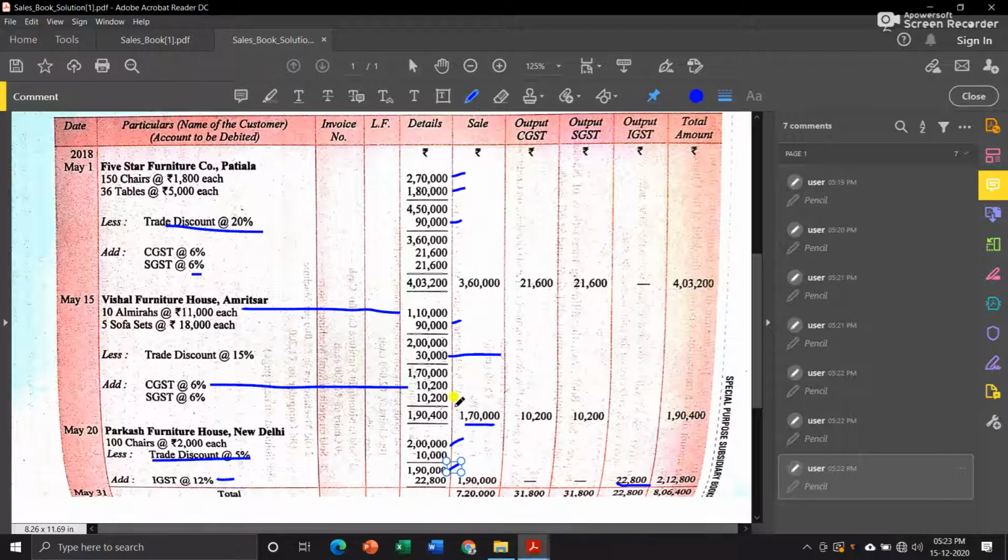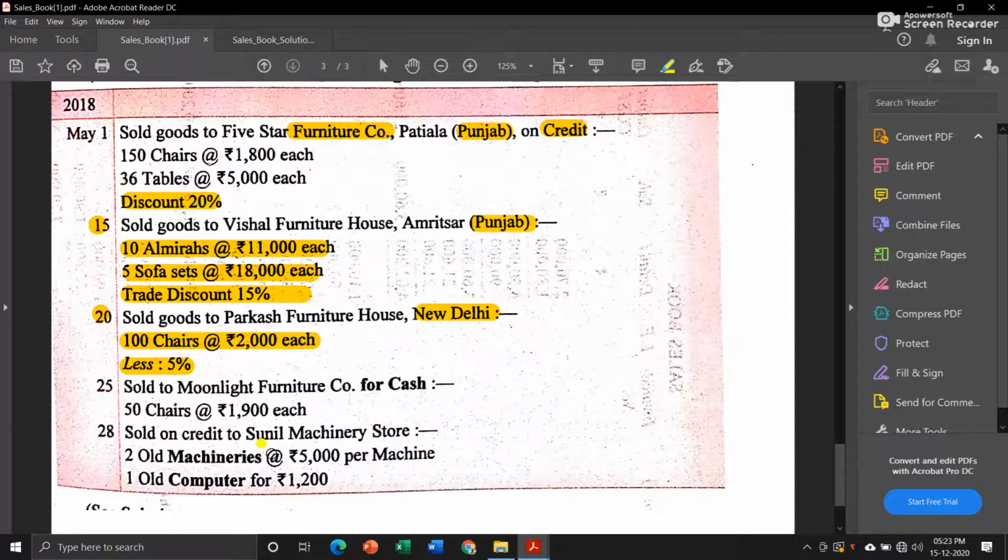So after entering this, the next transaction took place on May 25th. Sold to Moonlight Furniture Company for cash. This is a cash transaction, cash sale, so we will not record it in our sale book. Then again on May 28th, sold on credit. Okay, we sold on credit, it is not a cash transaction, to Sunil Machinery Store.